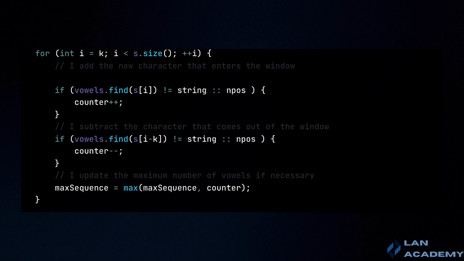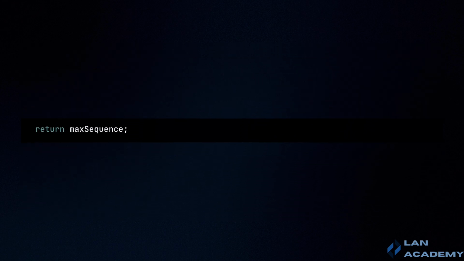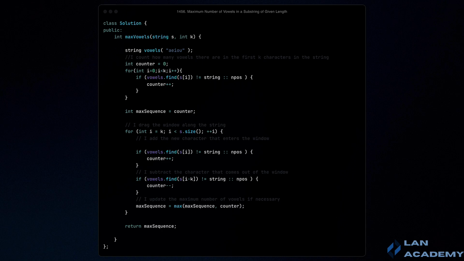Finally, I return the value of max sequence, which represents the maximum number of vowels in any substring of length k. This approach ensures that I efficiently find the maximum number of vowels in any substring of length k with a time complexity of O(n), where n is the length of the string. This is because I only traverse the string once and perform constant time operations in each iteration. The linear time complexity is optimal for this problem, making the solution scalable and efficient even for large input strings.